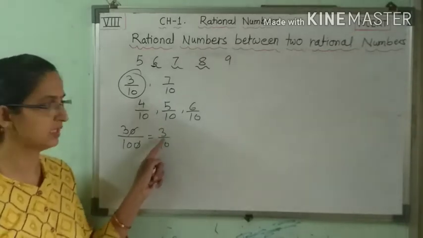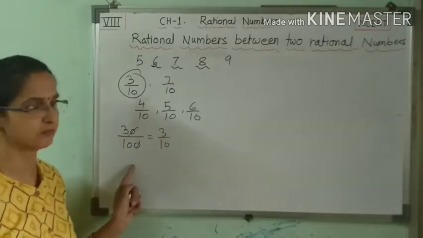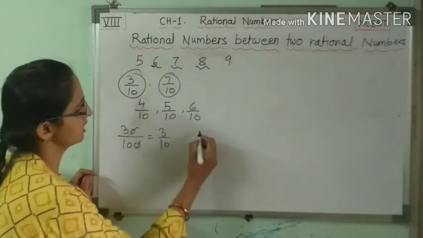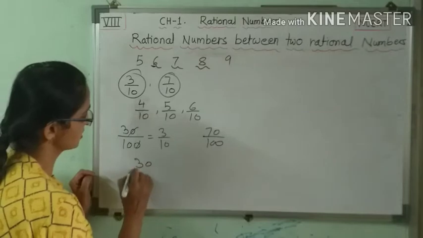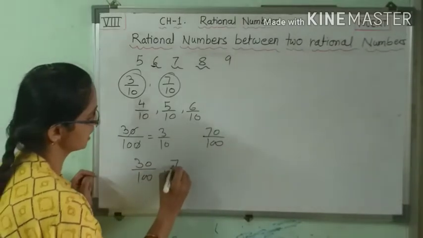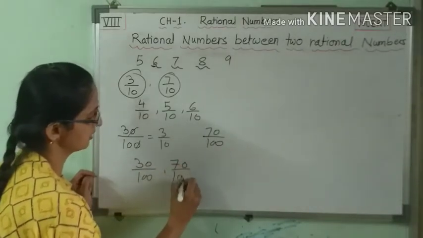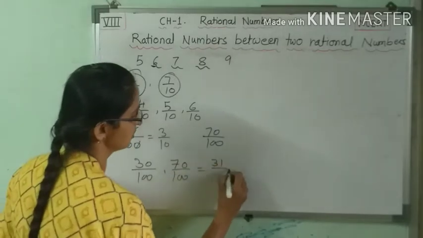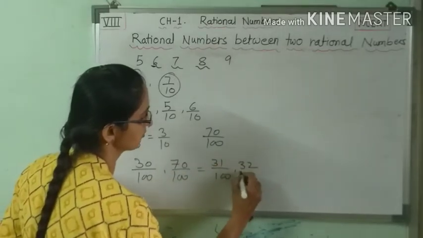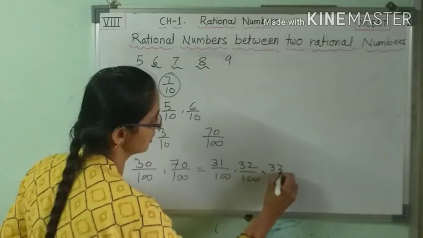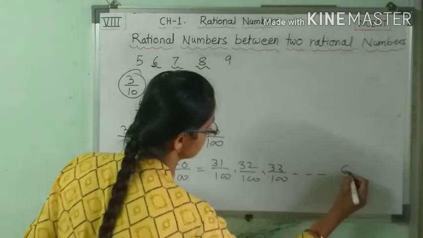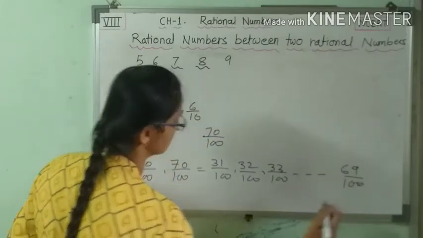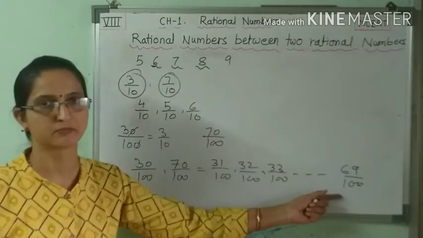So we can write this fraction as 30 upon 100, and we can write 7 upon 10 as 70 upon 100. So what are the numbers between 30 upon 100 and 70 upon 100? 31 upon 100, 32 upon 100, 33 upon 100 and so on up to 69 upon 100. See how many numbers are there.